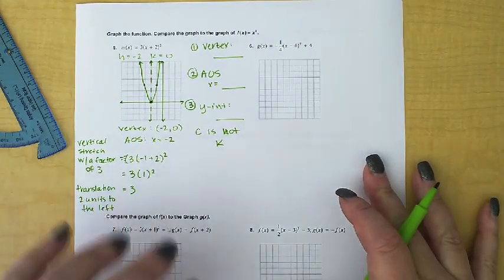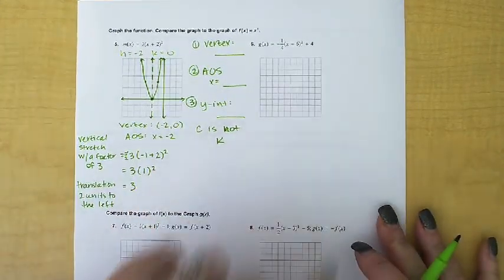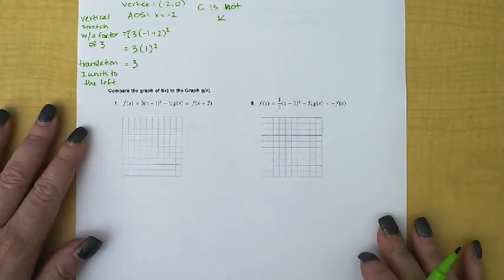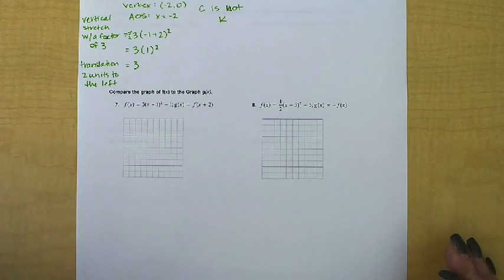Let's move on to number 7. Go ahead and do number 6 on your own. Go ahead and move on down to number 7 with me. And let's take a look at what we're doing here. So we are not comparing a graph to our parent function. We are going to compare one graph to another.